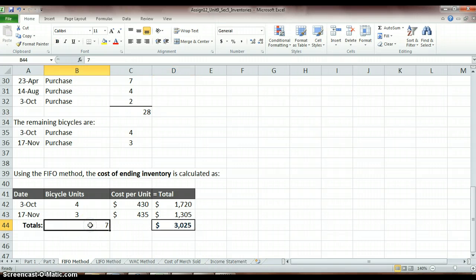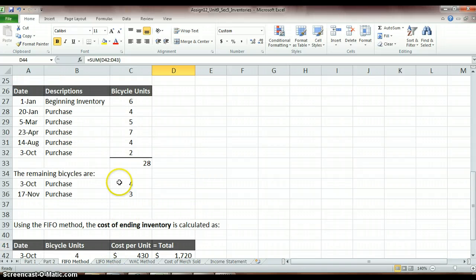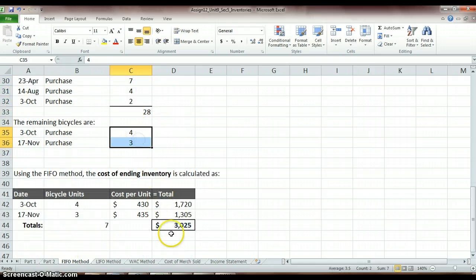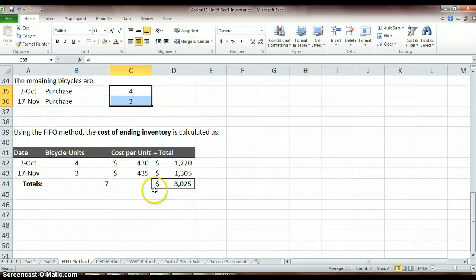So I have 7 bikes left over in my inventory, and this is how much those 7 bikes cost me. So that is the first in, first out method. We looked at the bikes that we had left over in order of our purchases. So we sold all the bikes that we had in first, because first in, first out, and what we had left over, we did the math to figure out the cost of that ending inventory. So that is the FIFO method.